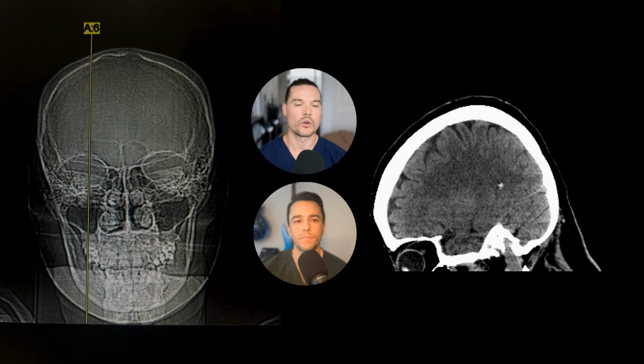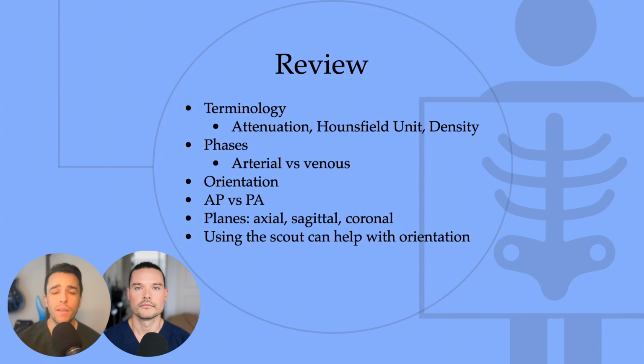So in review of this basics of radiology video, we went through some terminology with attenuation, Hounsfield unit, and density. We went through different phases, arterial versus venous, orientation, AP versus PA with chest x-rays, planes, axial, sagittal, coronal, and using the scout can absolutely help you with figuring out where you're at in your CT scans.